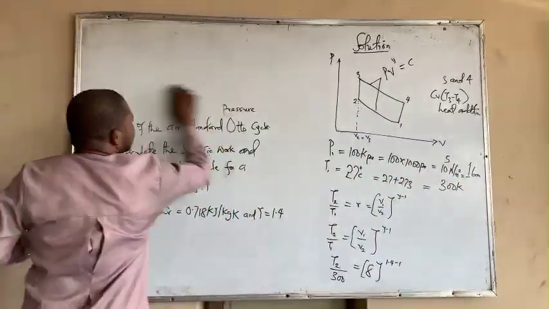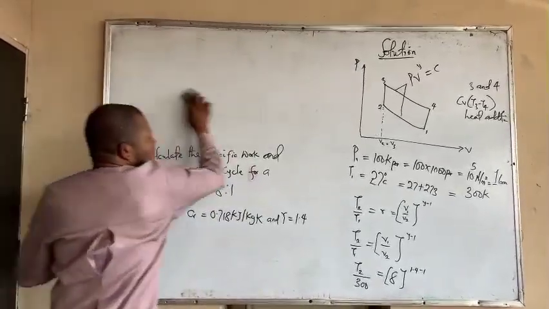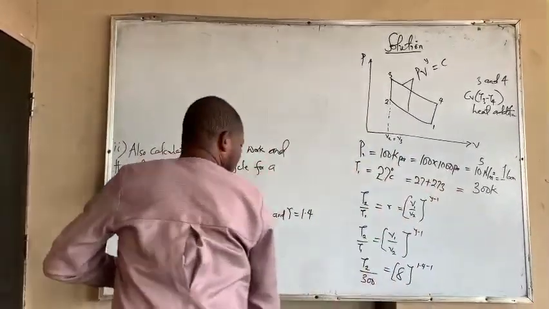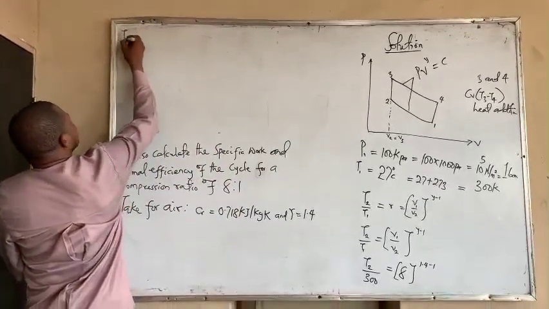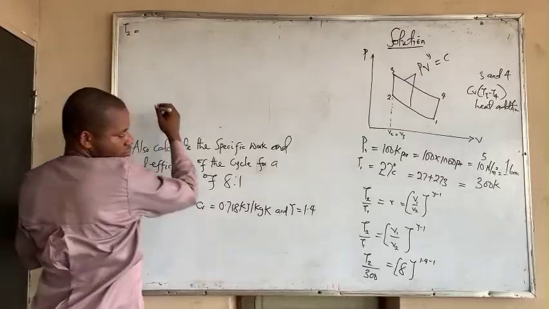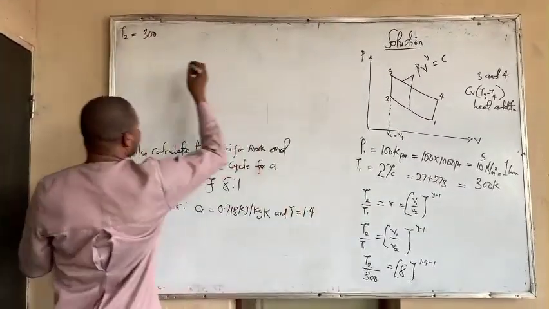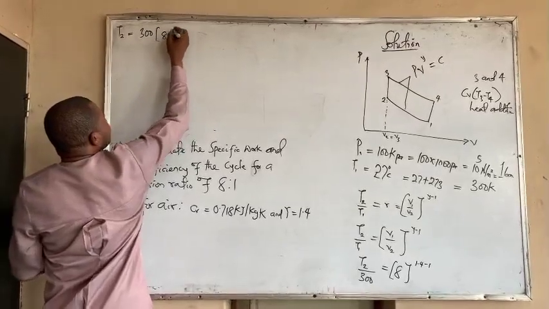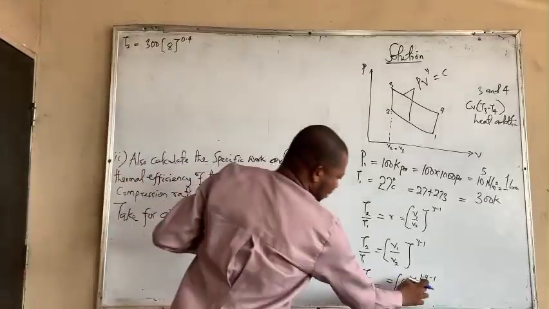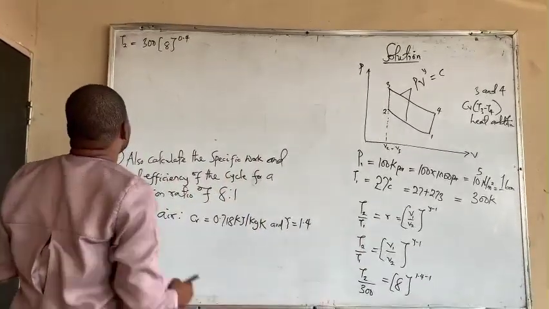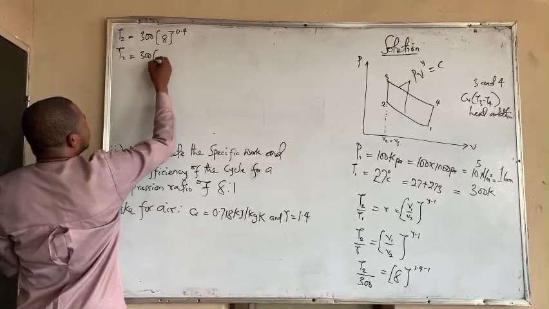Now, I'm going to have T2 is equal to 300. That is if we cross multiply. It becomes 300 into bracket 8 raised to the power 0.4. That is 1.4 minus 1, which gives us 0.4.